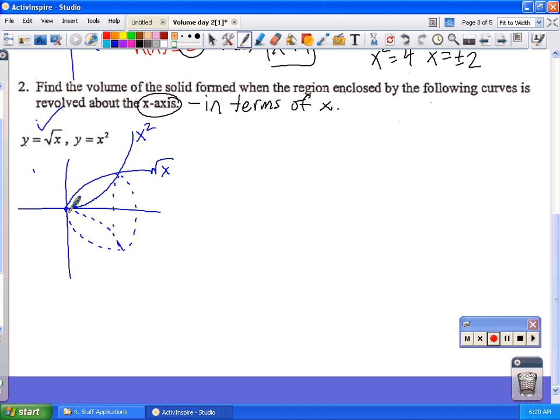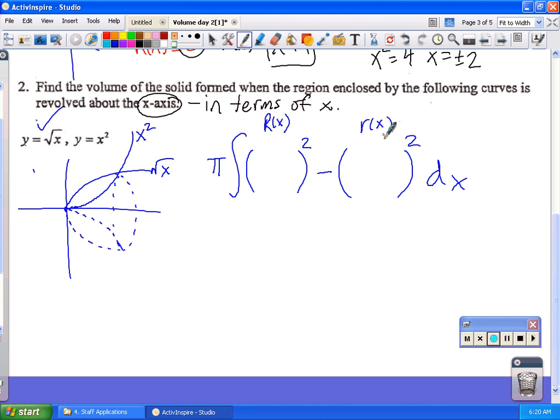So here we go. If we want to find the volume, we know that we're in terms of x, so we're going to have a pi on the outside. We're going to have a lower bound and an upper bound. We're going to have a big R squared minus a little r squared, and we are in terms of x. So this will be big R of x, and this will be little r of x. So we first of all have to find the outer radius. The outer radius is big R of x, and that is the distance from the axis of revolution to the outer curve. The axis of revolution is the x-axis, and in this case the outer curve is the square root of x, so the square root of x determines the length of the outer radius.